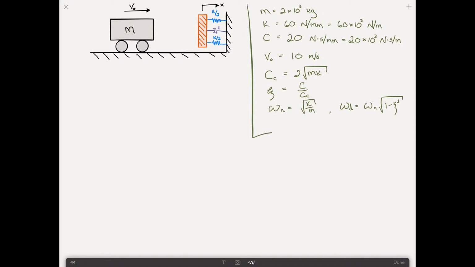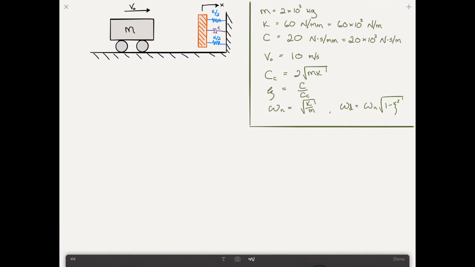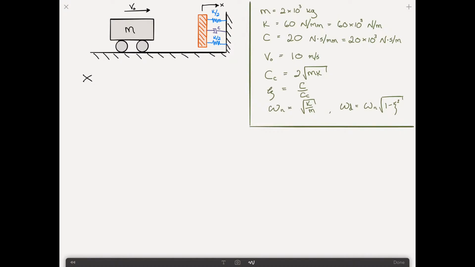All right, let me just put some lines here and divide this off. We've shown in a previous video that the displacement of a damped system, x of t, can be written as x of t is equal to e to the minus zeta omega n t times a1 cosine omega d t plus a2 sine omega d t, where omega d is the damped frequency of vibration of the system. We'll call that equation 1.